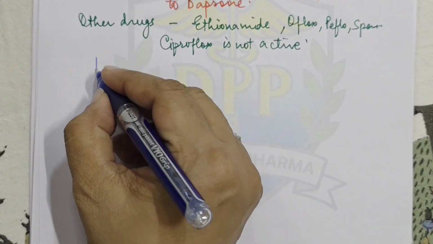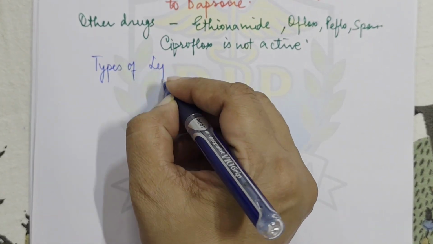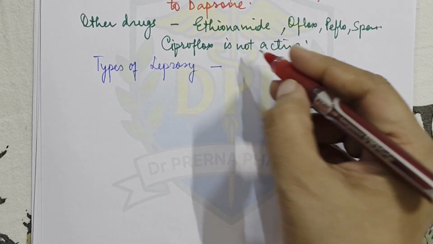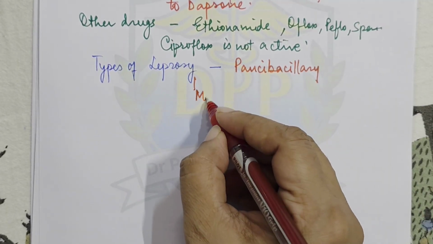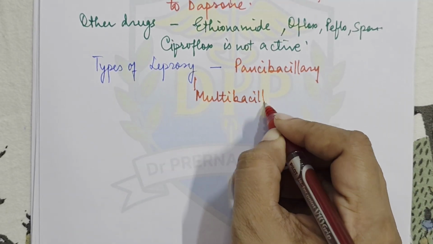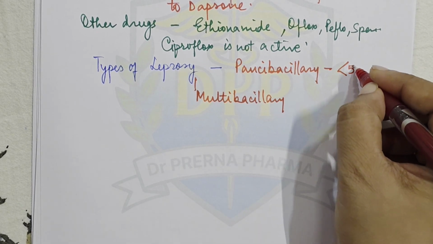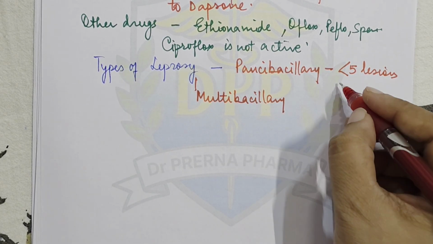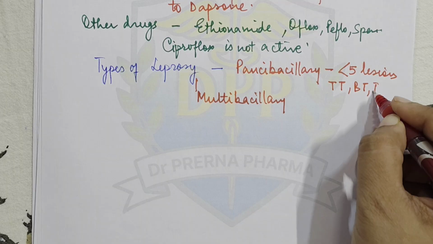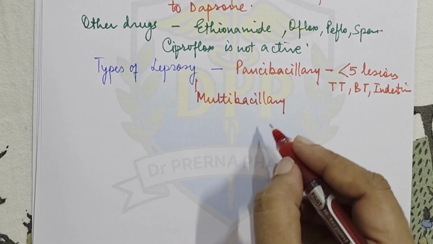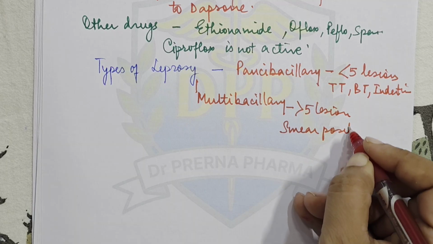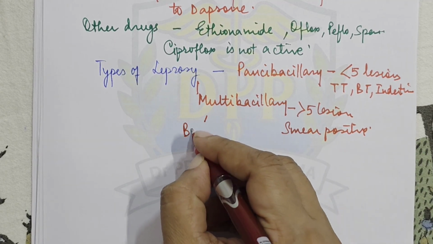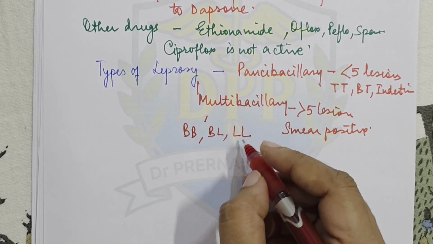Now, what are the types of leprosy? So leprosy has two types. One is paucibacillary and one is multibacillary. Paucibacillary, in which less than 5 lesions, and it includes TT, BT and indeterminate leprosy. Multibacillary is more than 5 lesions, smear positive cases, and it includes BB, BL and LL leprosy.